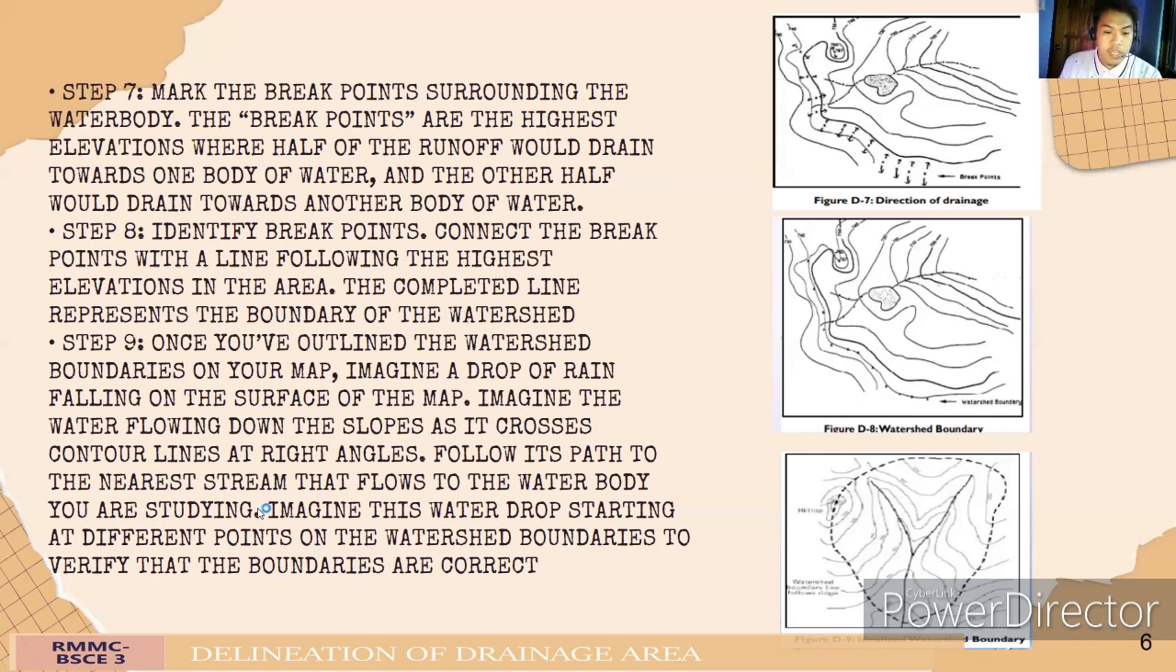Imagine a drop of rain falling on the surface. Imagine the water flowing down the slope as it crosses contour lines at the right angle. Follow its path to the nearest stream that flows to the water body you are studying.